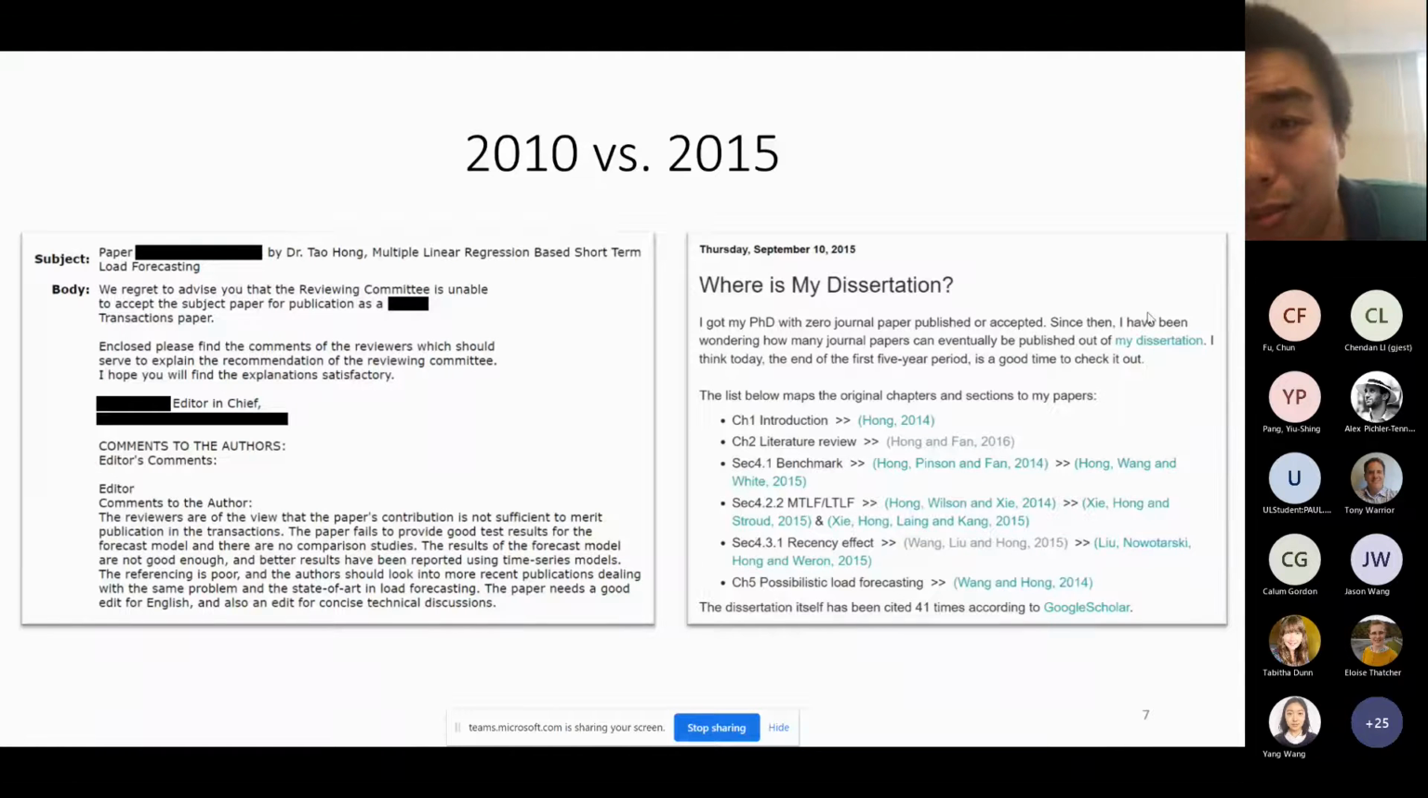I had 0 journal publications when I graduated, so I wanted to see how many papers my dissertation generated. It turned out that the dissertation, with its different sections, piecemeal, in total generated 10 journal papers. That's 5 years after graduation. And the dissertation itself at that time was cited 41 times, according to Google Scholar. As of today, it's more than 300 citations on the dissertation itself, and there are many other papers and work being generated.